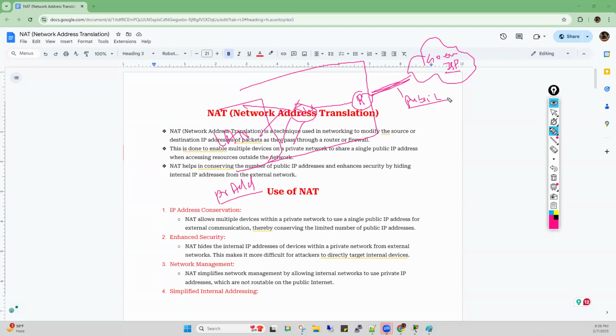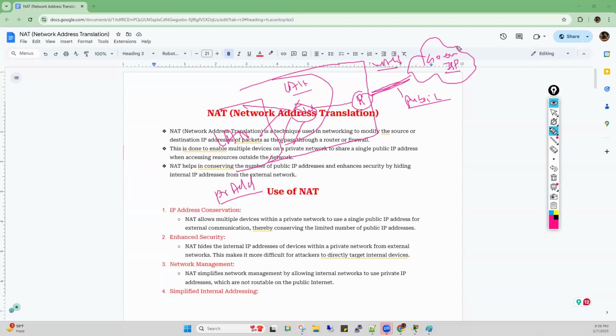I hope you guys have some idea. There are two types of IP address: the first one is private IP address and the second one is public IP address. So this is called the LAN network and this is called the WAN network. Inside the LAN network, generally we use private IP addresses, and towards the WAN network, we use public IP addresses. Clear? Yes or no?